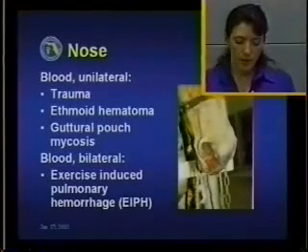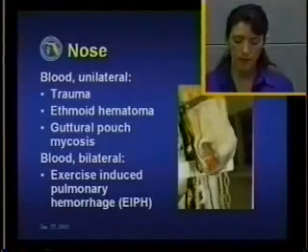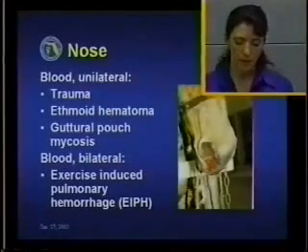When you deal with sanguineous or blood discharge from the nose that is unilateral, you need to think about trauma. You need to think about ethmoid hematoma, which can also be caused by trauma, very commonly associated with passage of the nasogastric tube, or guttural pouch mycosis.